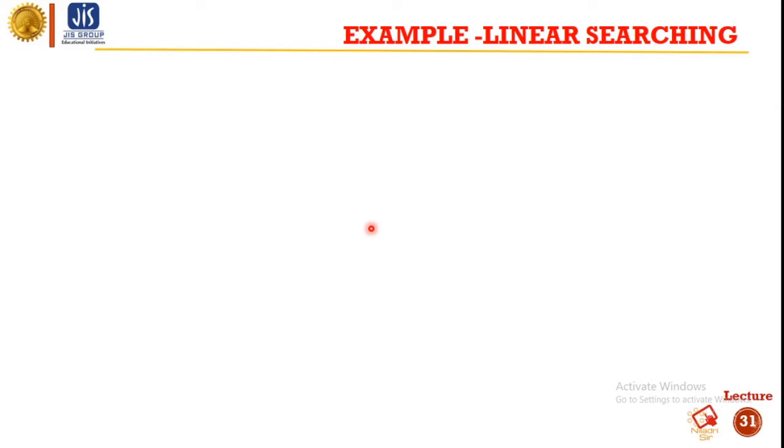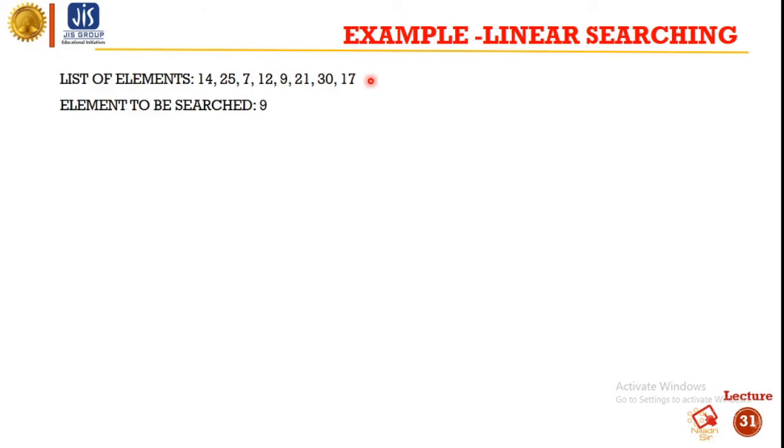Now let's take an example of linear searching. So this is the list of elements: 14, 25, 7, 12, 9, 21, 30, 17. The element to be searched is 9. So we have to find the element 9 from here.